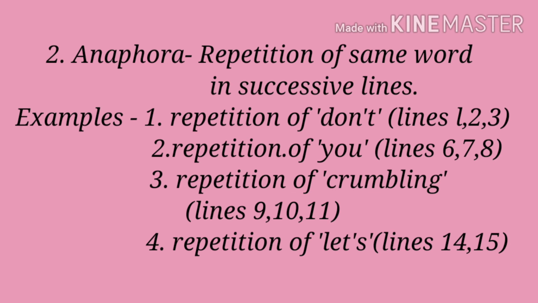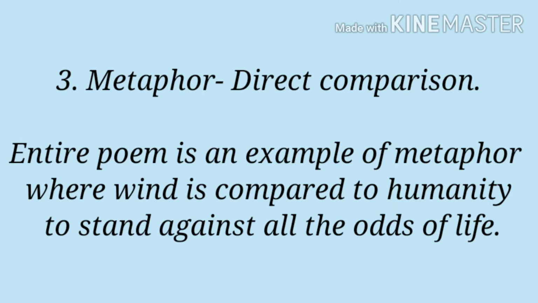Now the second poetic device used in the poem is anaphora. Anaphora means repetition of the same word in successive lines. Examples. The first example is the repetition of the word "don't" in lines 1, 2 and 3. The second example is repetition of "you" in lines 6, 7 and 8. The third example is repetition of "grumbling" in lines 9, 10 and 11. And the fourth example is repetition of the word "let's" in lines 14 and 15.